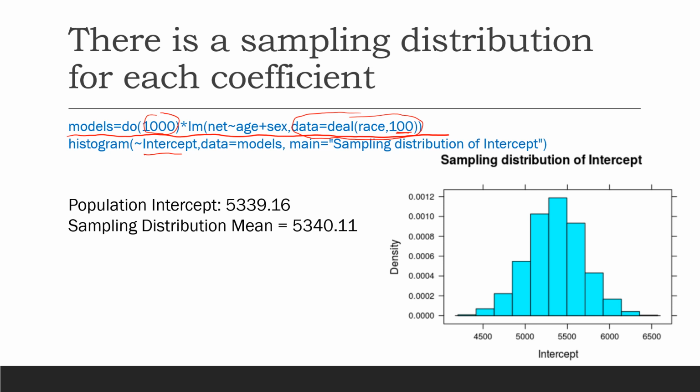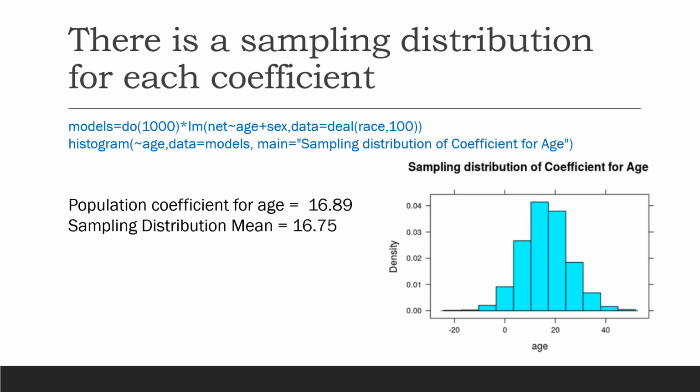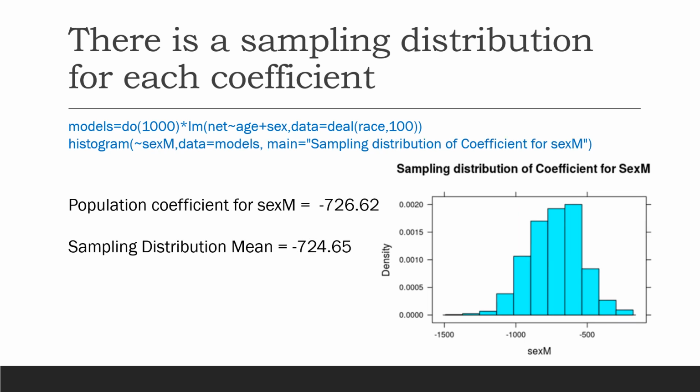Notice that this distribution has its mean at 5,340.11, which is very close to the intercept when I fit the data to the population. Similarly, I can look at the sampling distribution for the coefficient for age from 1,000 different random samples of 100 finishers. Again, I get a distribution that's fairly bell-shaped and has its mean close to the population coefficient for age. And again, the coefficient for sex male has its own sampling distribution.